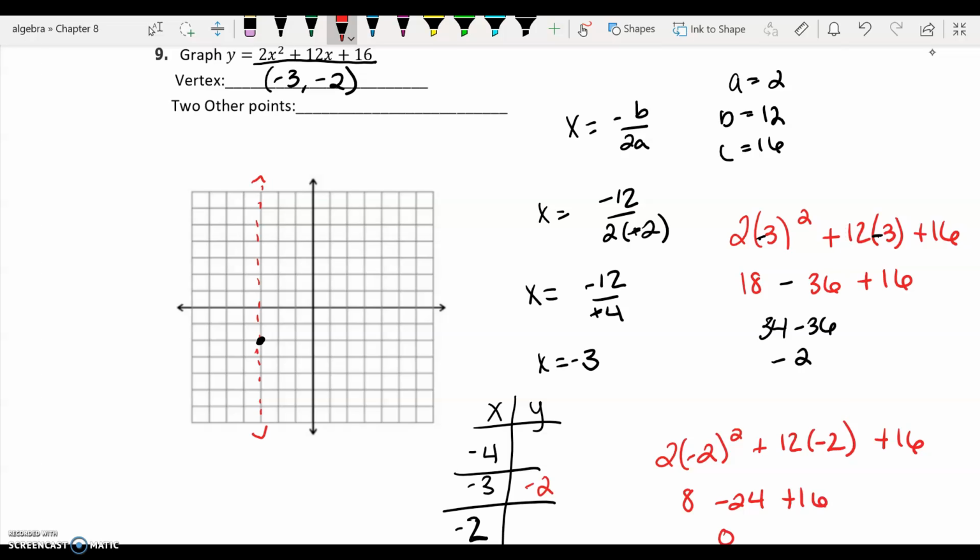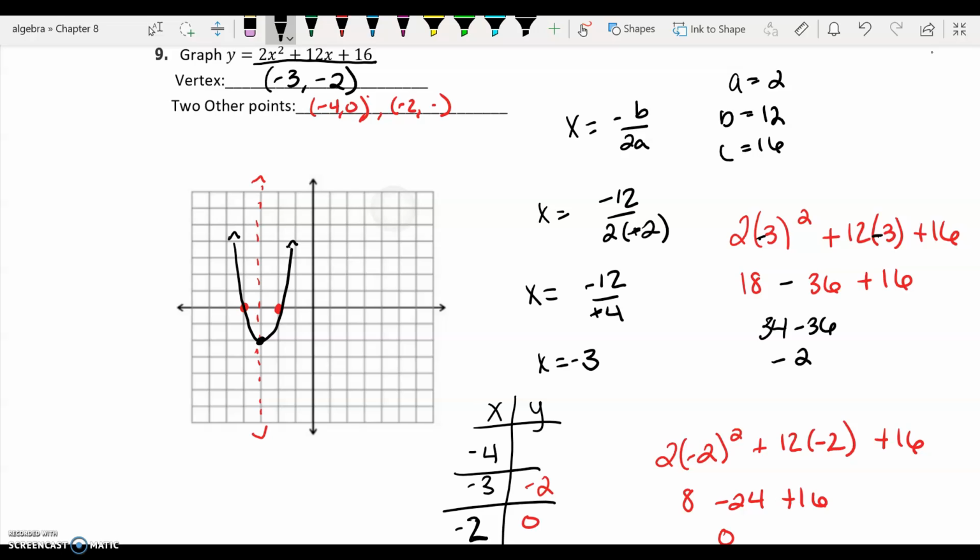In this case, you end up getting 0. If that's a 0, remember the nice thing about having your axis of symmetry is you know that this is also going to be a 0. So I can plot two other points, negative 4, 0, negative 2, 0. And you can go ahead and plot it and then graph it.